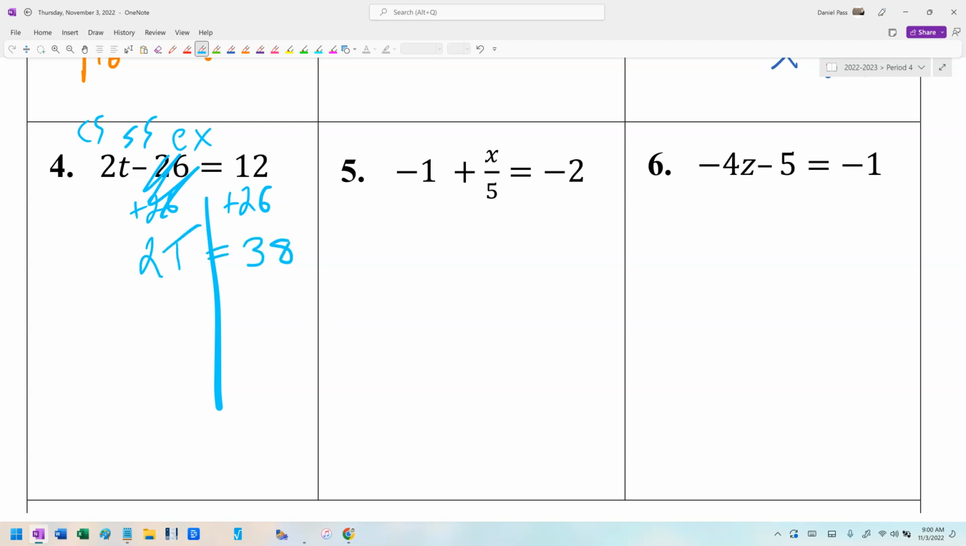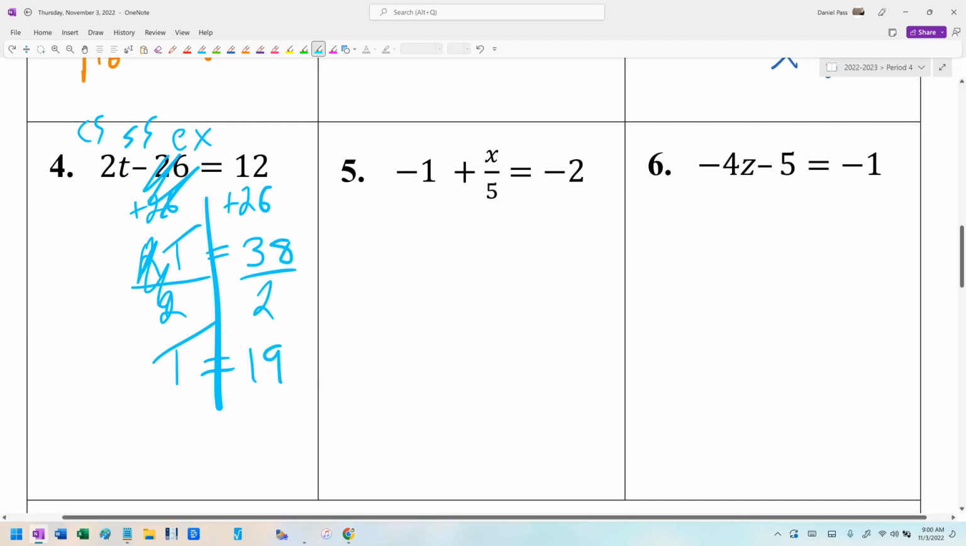And then we bring down the 2t. And then we divide both of them by 2. Very good. And then our answer would be t equals 19. Now, we're kind of running out of time, so we don't have time to check it, but you can check it to make sure it's right. Let's do one of them checking it.